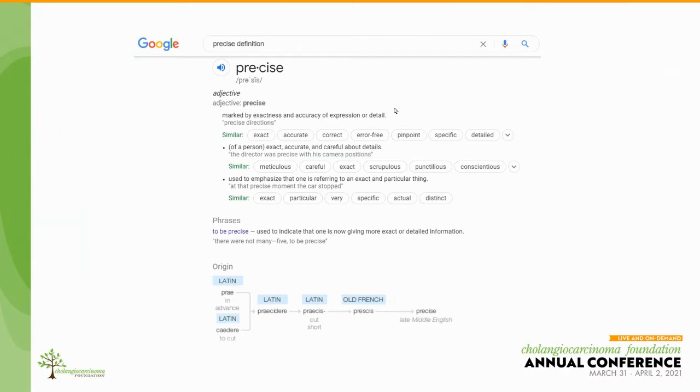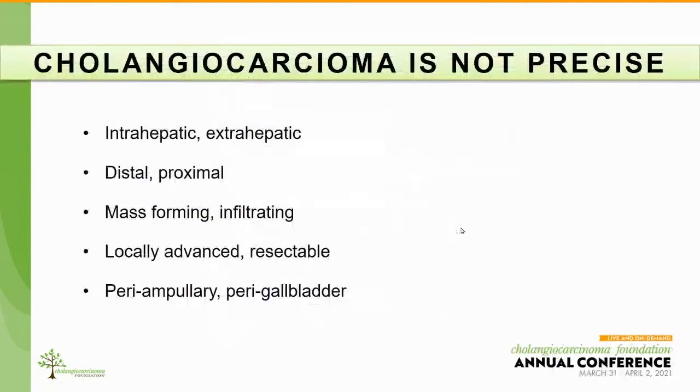So why is this important? Why do we need to define perihilar cholangiocarcinoma? Well, I turn to the word precise, and that's because we need to be precise in order to do all the things we'd like to do to advance the field of cholangiocarcinoma. We really need to give exact and detailed information about these tumors, because cholangiocarcinoma, by its single word origin and varied nature, is not precise.